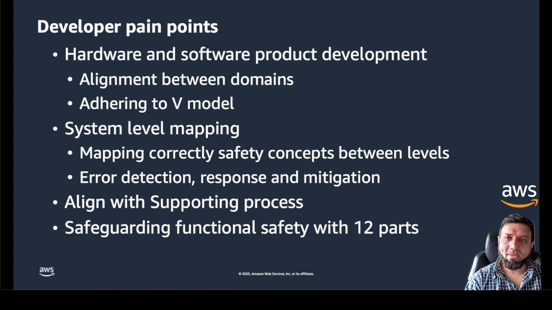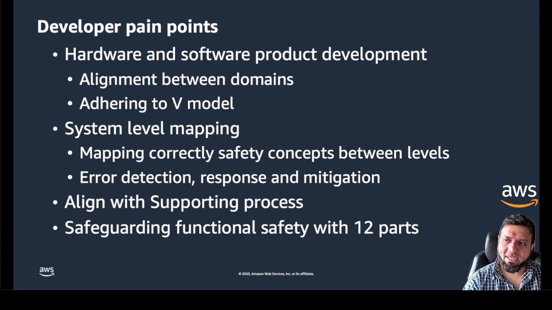You also will eliminate the disjoint development process by having the system level mapping. So you need to make sure you're correctly mapping concepts between levels. When you're talking about building a product, a system development product, you need to map it individually based on your organization's way of developing it. But you need to adhere to the V model.